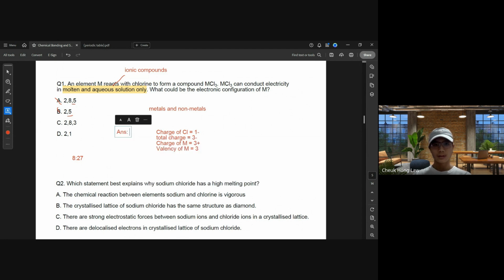Okay. So D is out because it only has 1 valence electron. But M has a charge of 3 plus. Okay, so your answer is C. Because it has 3 valence, it will lose the 3 to form M3+.